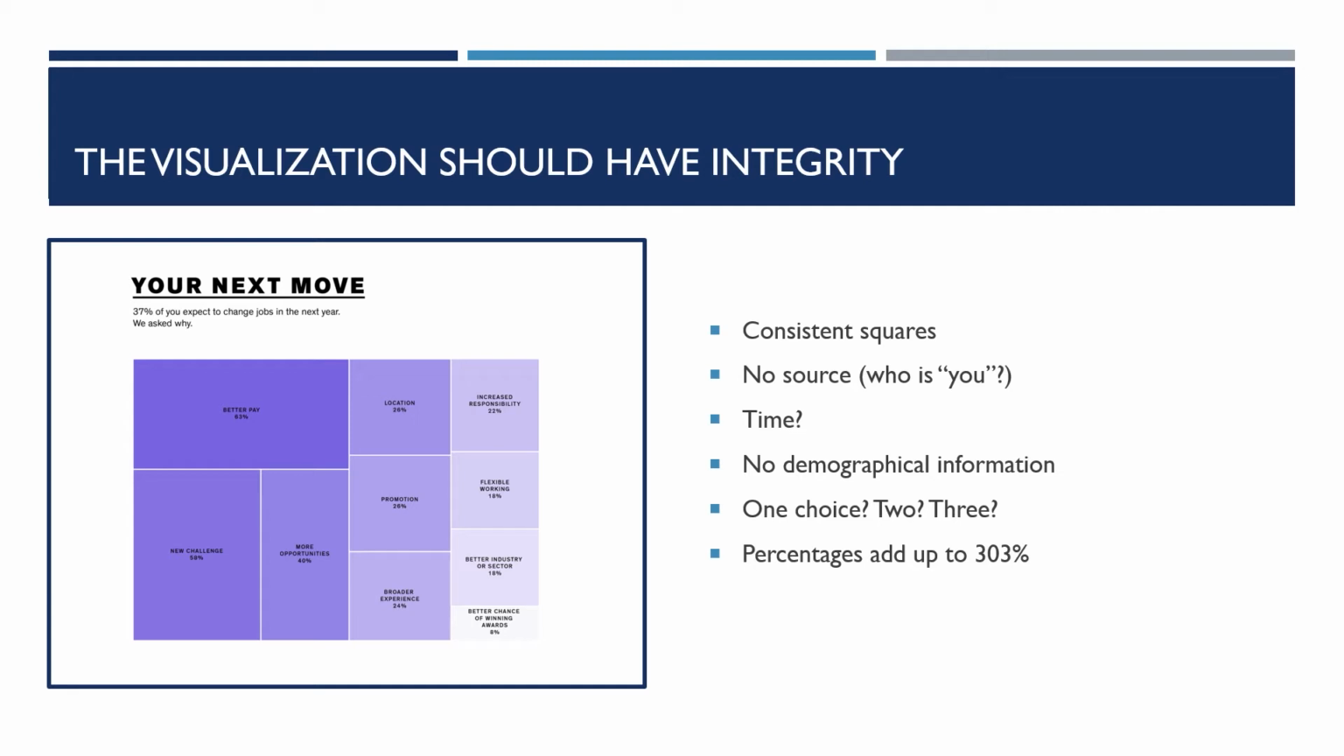Lastly, the visualization should have integrity. In the tree map presented, we can fairly state that the squares are consistent and there is no misleading representation of its data. However, the tree map violates many aspects of integrity. It does not state a source of its data apart from "you". We don't know who that refers to except the readers of its blog, but who is that really?